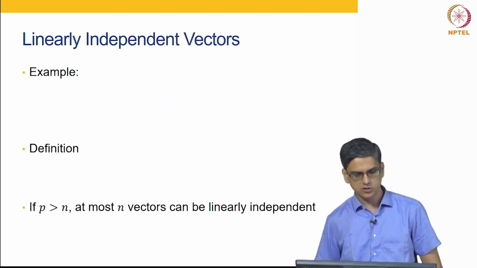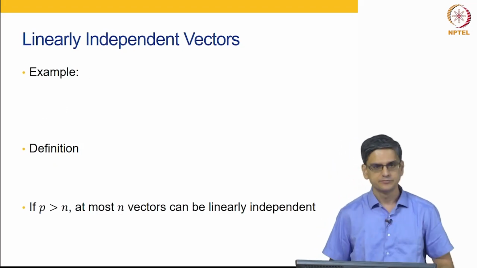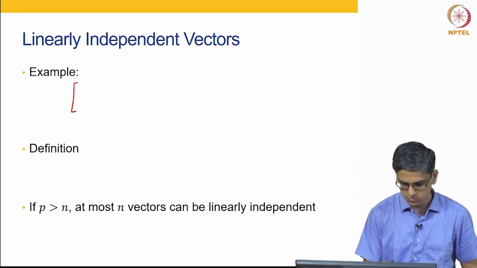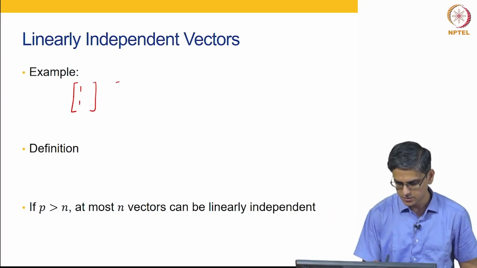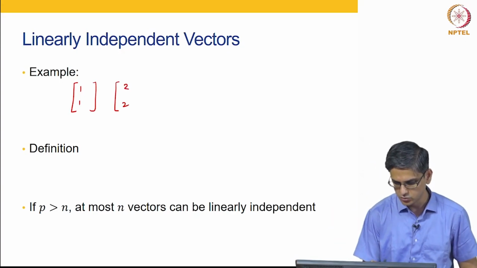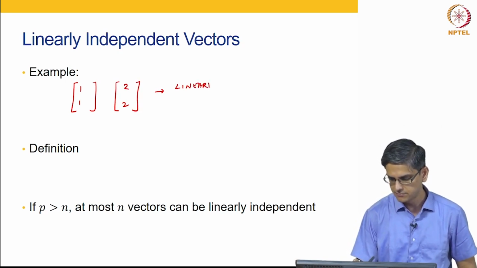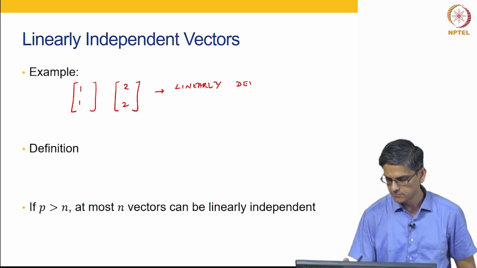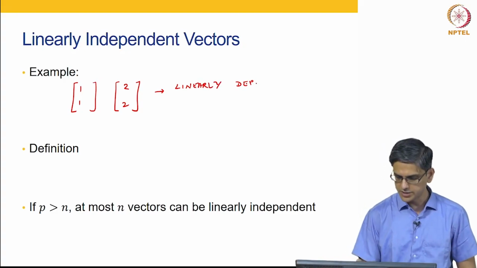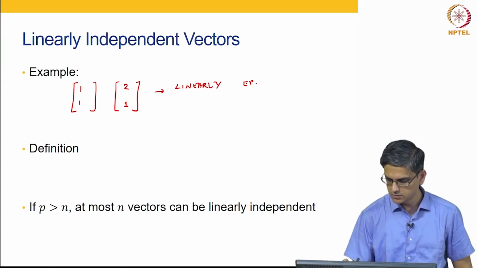And we talked about linearly independent vectors. So let us say you have vector 1 1 and vector 2 2. These are linearly dependent, okay. But on the other hand, if you had vector 2 1, that is linearly independent.